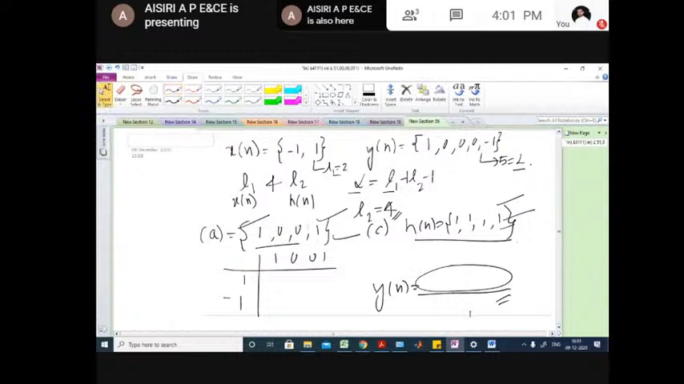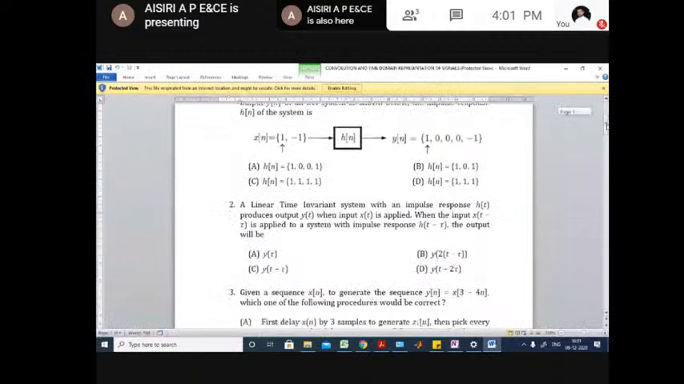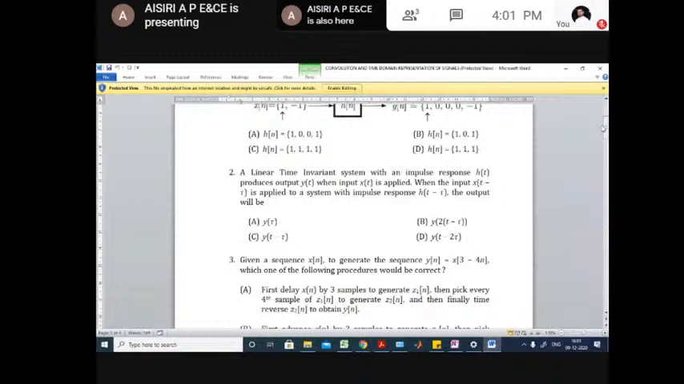Next we have a similar kind of question, or a question that falls in the same section. A linear time invariant system with an impulse response h of t produces output y of t when input x of t is applied. When the input x of t minus tau is applied to a system with the impulse response h of t minus tau, the output will be. If you read this question carefully, this needs no calculation.